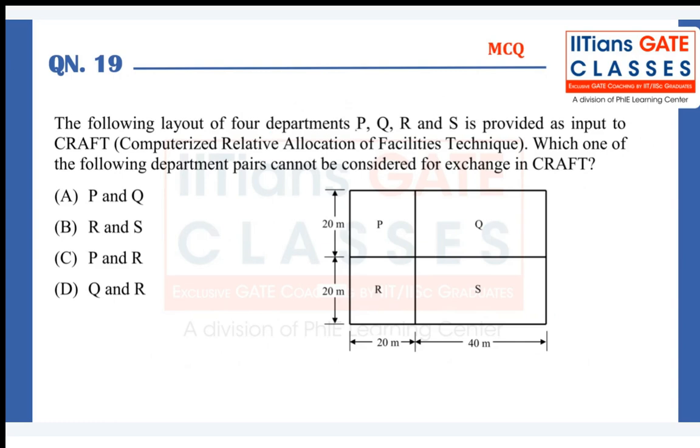The following layout for departments P, Q, R, S is provided as input to CRAFT. So what is CRAFT? Computerized Relative Allocation of Facilities Technique. You need to understand this, right? Now, which one of the following department pairs cannot be considered for exchange in CRAFT?